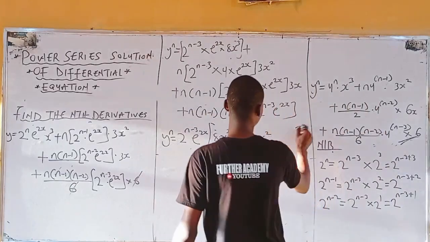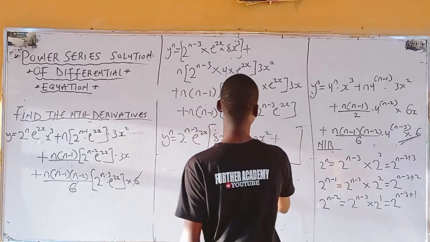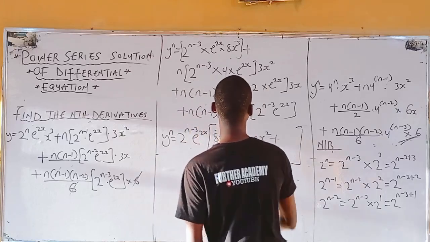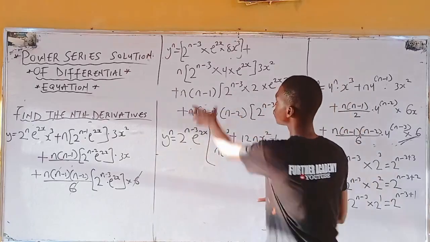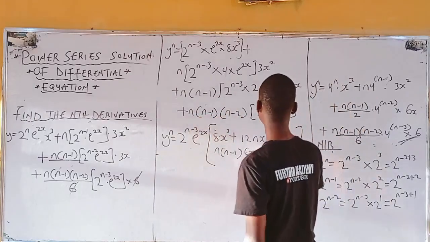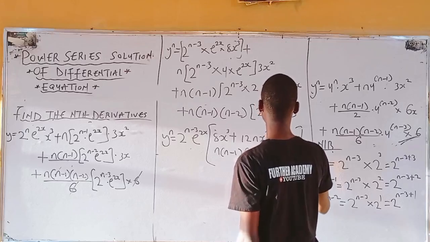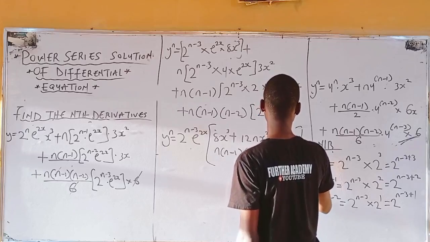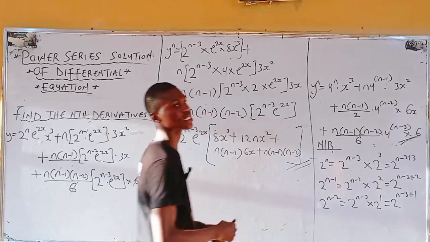Moving on, what do you have? N all into bracket n minus 1, right? Multiplying 6x. By the time you factorize this, you'll be left with this for this third term. Lastly, I'm having what? Plus n all into bracket n minus 1 multiplying n minus 2. So this is the nth derivative.